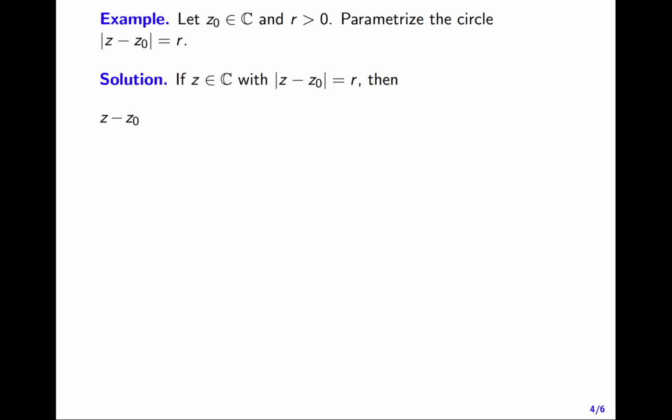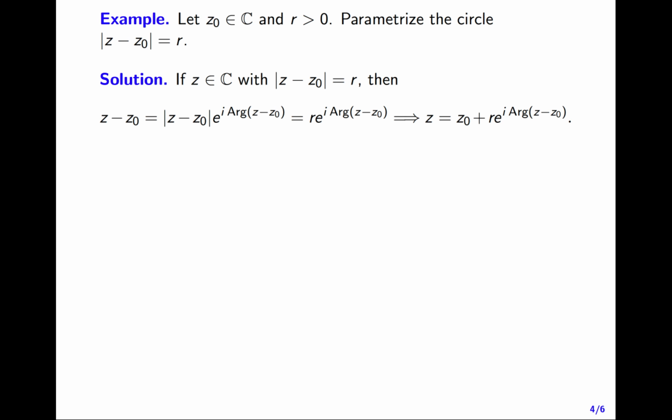So first, fix such a point z, so the modulus of z minus z0 equals r. That means we can write z minus z0 is equal to the modulus of z minus z0 times e to the i times the principal argument of z minus z0. So we've just written the difference z minus z0 in polar coordinates. Now the modulus of z minus z0 is equal to r, so we get z minus z0 equals r e to the i times the principal argument of z minus z0.